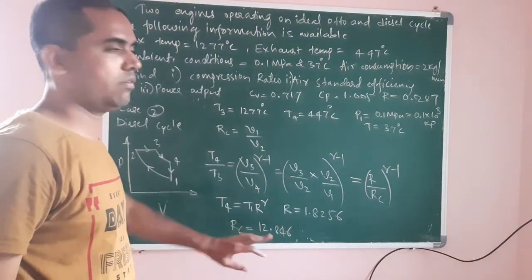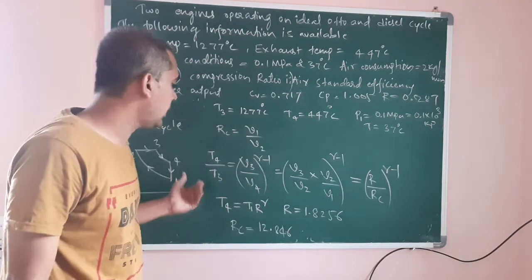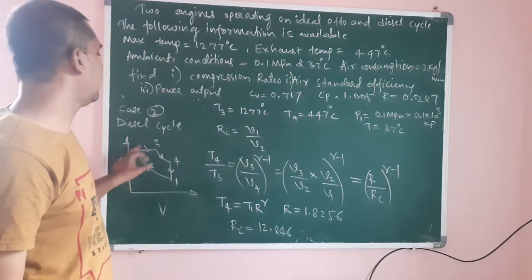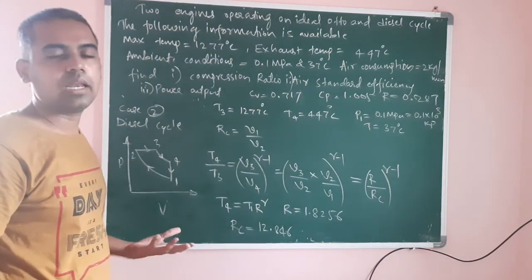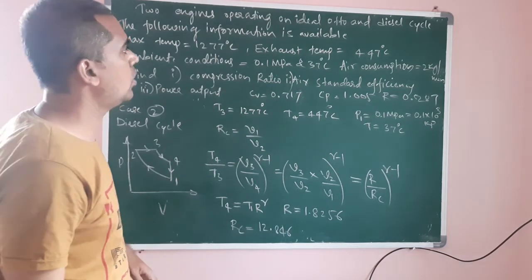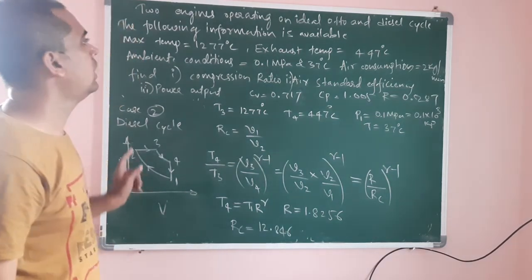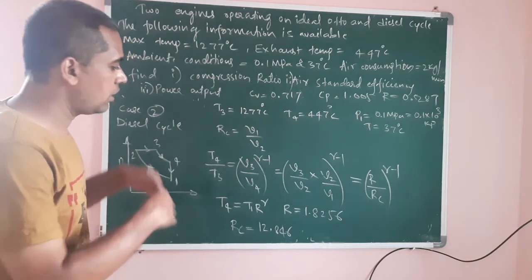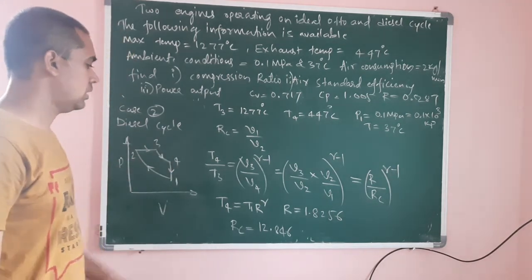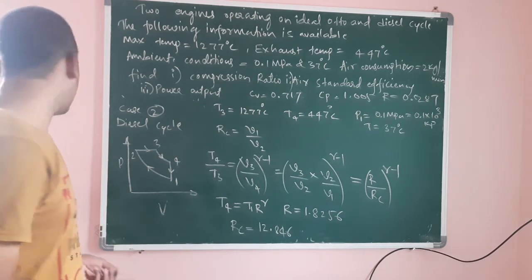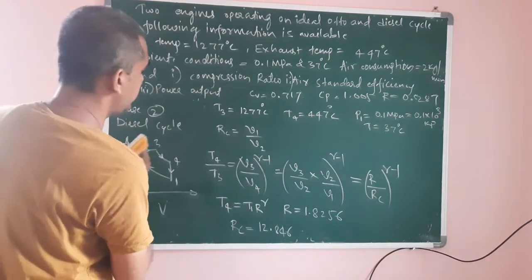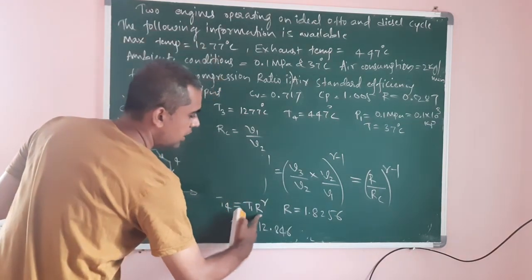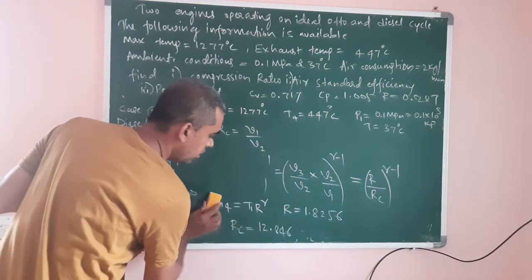Directly using the T4 equal to T1 r raised to gamma method. If you can't remember all those formulas, you calculate T2, you calculate T3, you calculate T4. Like that also you can do. If you calculate all the temperatures, that is also one way to do. Once we calculate rc, now we have to calculate efficiency. T4 equal to T1 r raised to gamma is from the previous lecture video, you can refer.